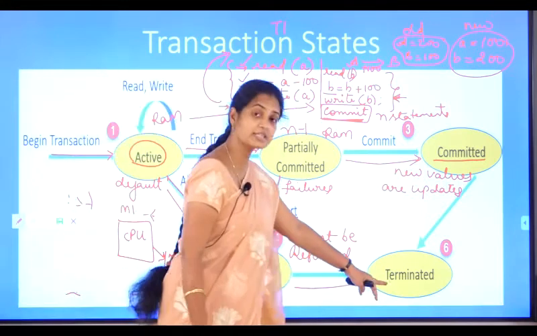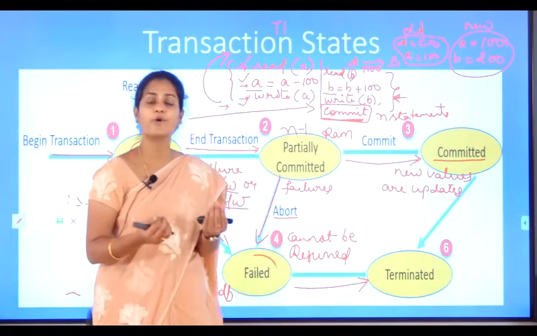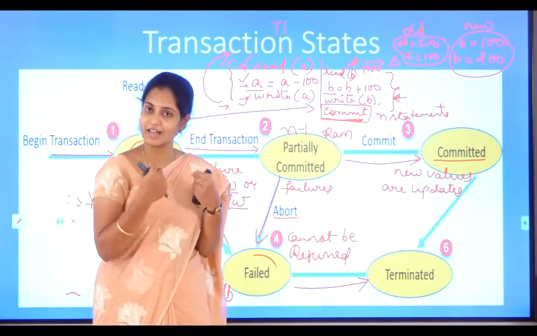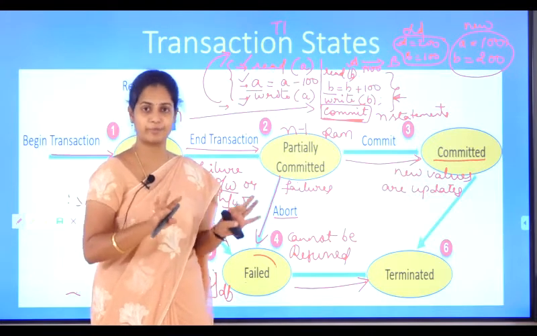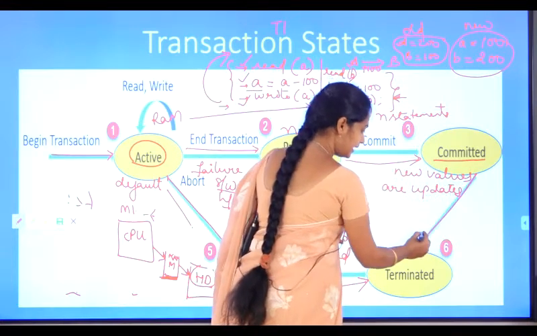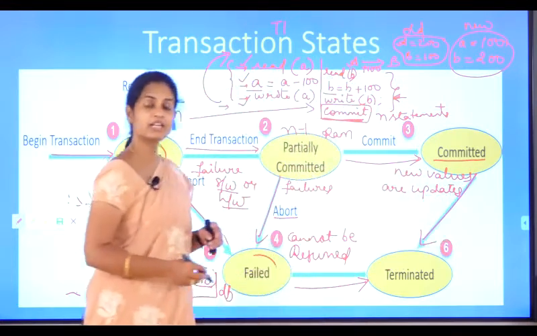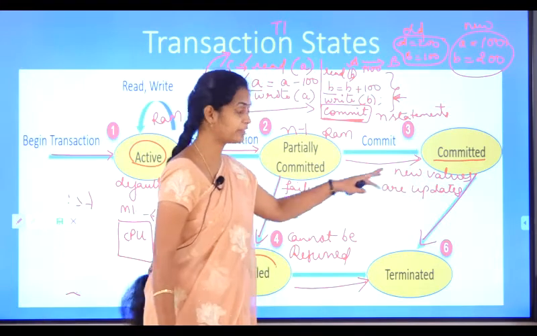Okay, so what is the terminated state here? Termination is nothing but whatever resources we are using have to be released. After committing also, the transaction will enter into the terminated state. So after commit, what do you have?